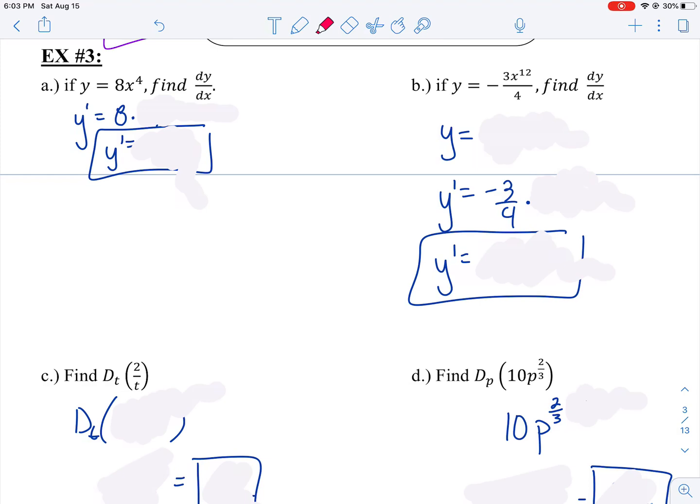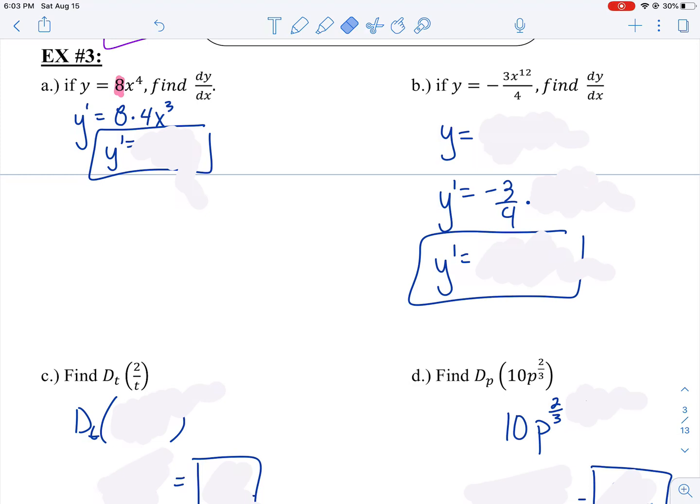If you look at example number 3, it says if y equals 8x to the 4th, and we want to find dy over dx. We want to find the derivative of y. You might notice that we have a coefficient of an 8. It's just a number being multiplied by my function. So I should be able to take the derivative by just leaving that number out in front, the 8, and find the derivative of the rest of my function, x to the 4th. Using my power rule, I can bring the 4 forward, and I can subtract 1 from the exponent. So the derivative of x to the 4th is 4x cubed.